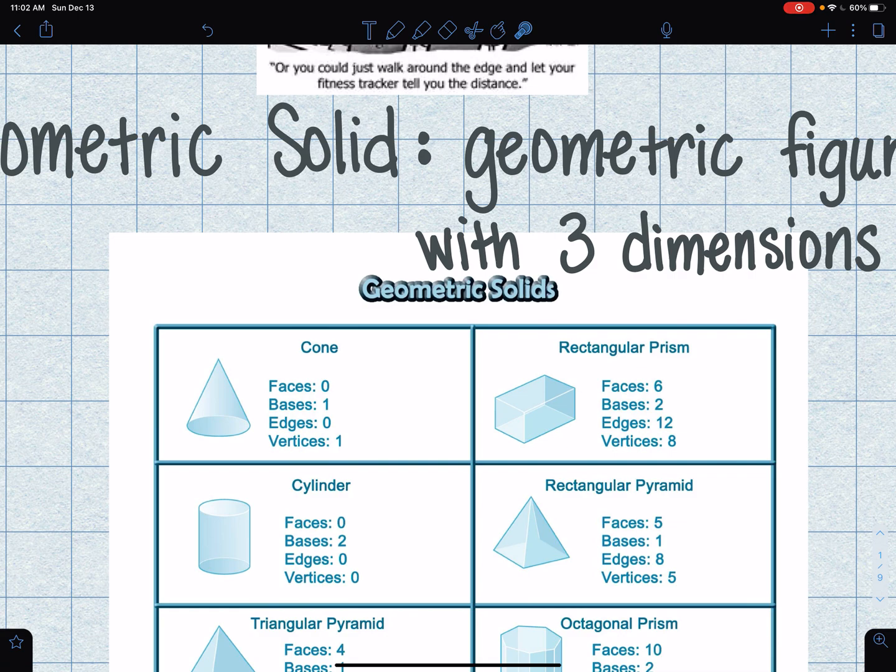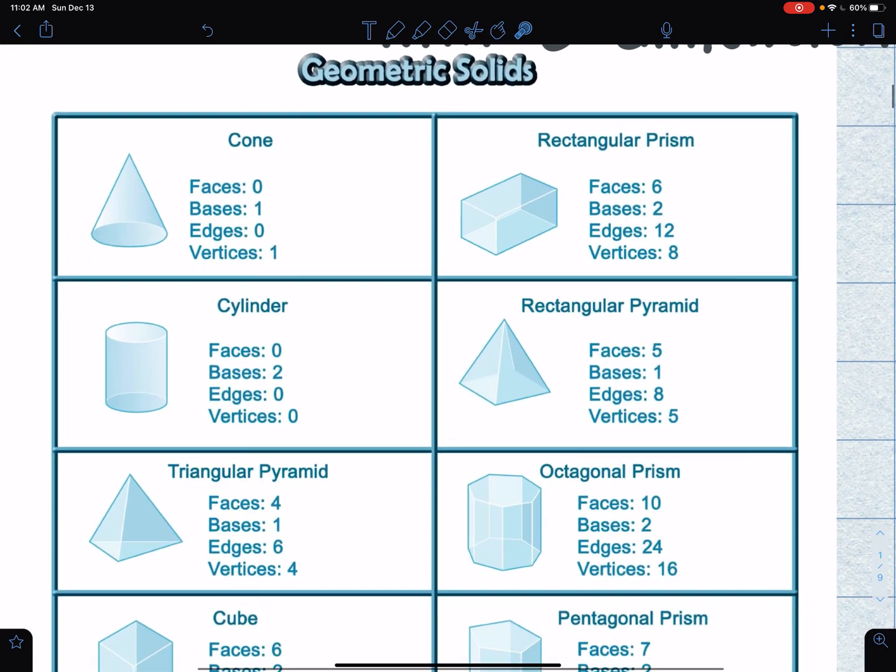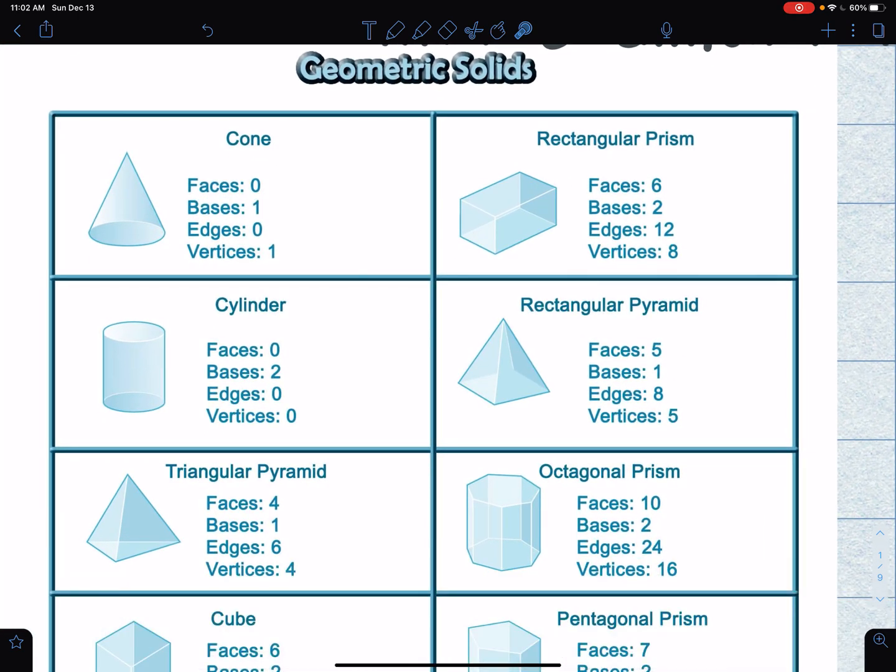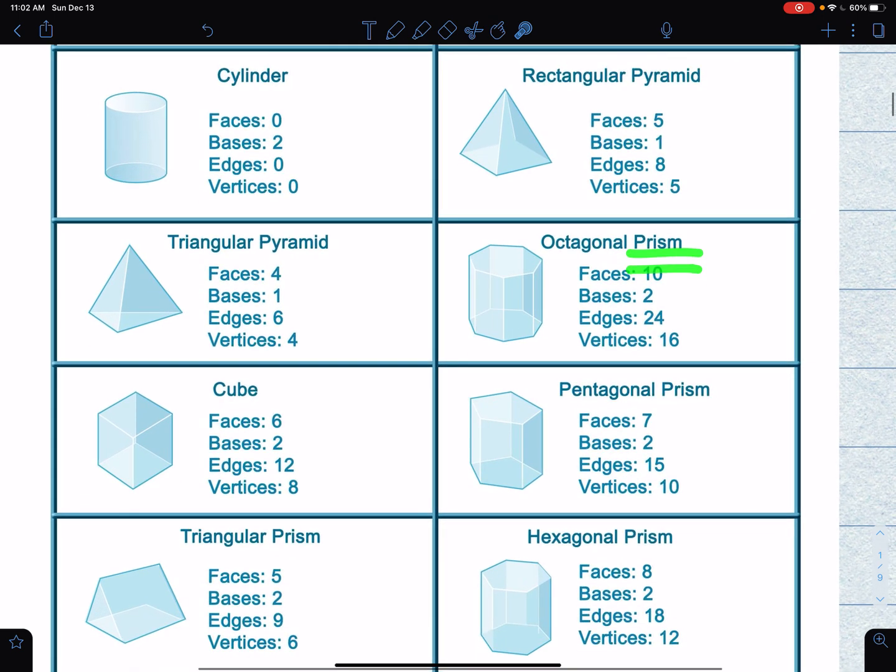So not all of these are prisms and cylinders. You can see that this is called a cone. That's something different. This is called a prism. This is a cylinder. This one's a pyramid, so we're not going to talk about that today, but this one is a prism. And this one is a prism. This one is a prism. And this one is a prism. So what makes it a prism?